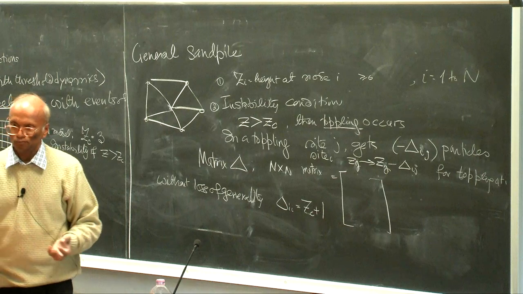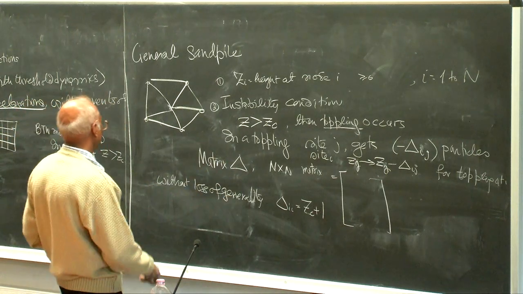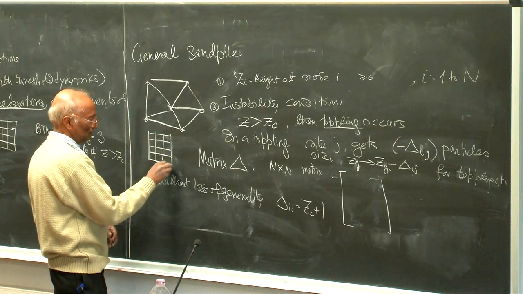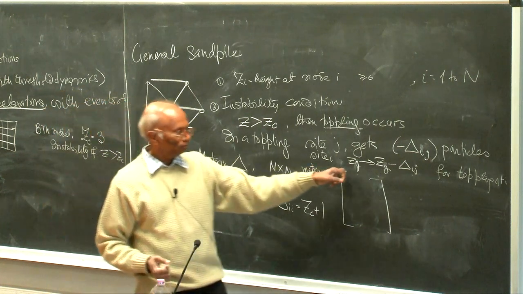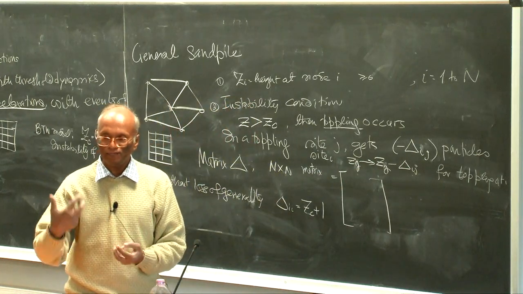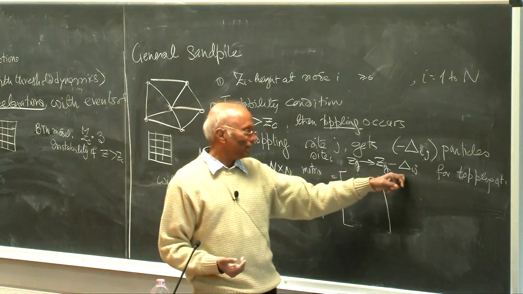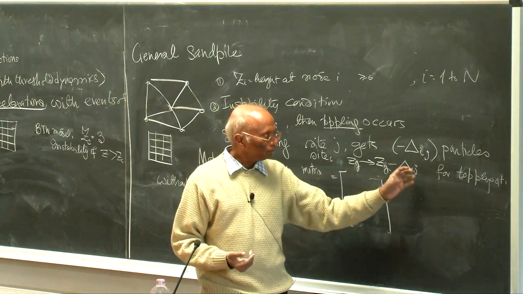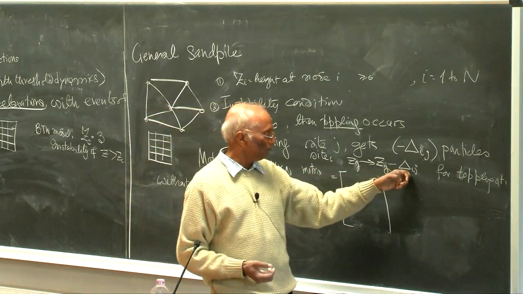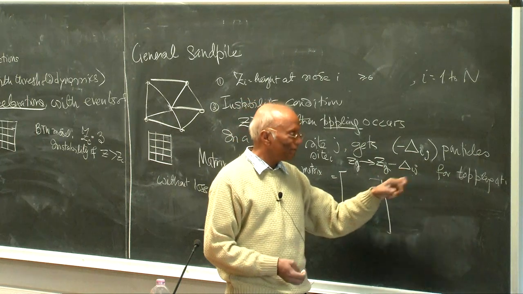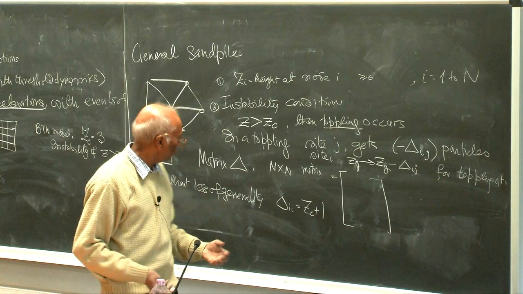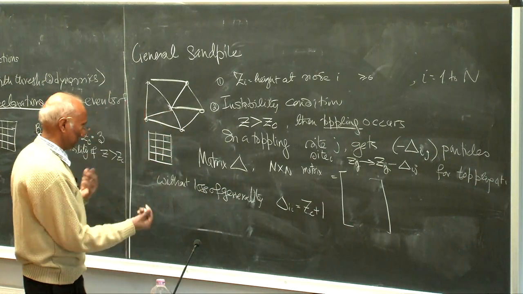Okay? So, in my problem, my graph was just a square lattice, and this delta ii is 4. The site where the toppling occurs, 4 particles are lost, and each neighbor gets 1. So, delta ij will be minus 1 for the neighbor sites and 0 for all other sites. Okay, so this is all.